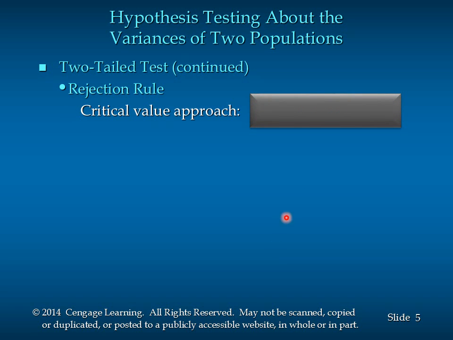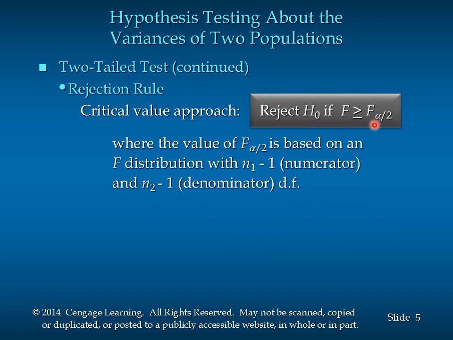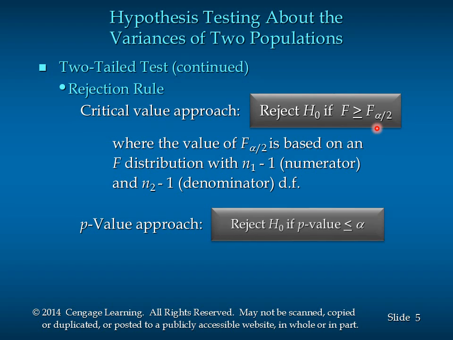And here's your rejection rule. Note the F value at alpha over 2, because you're doing a two-tail analysis on this F distribution. If you want to use the p-value approach, you'd get the p-value at F, and if that's less than the alpha, not the alpha over 2, but less than the alpha, then you would reject the null.